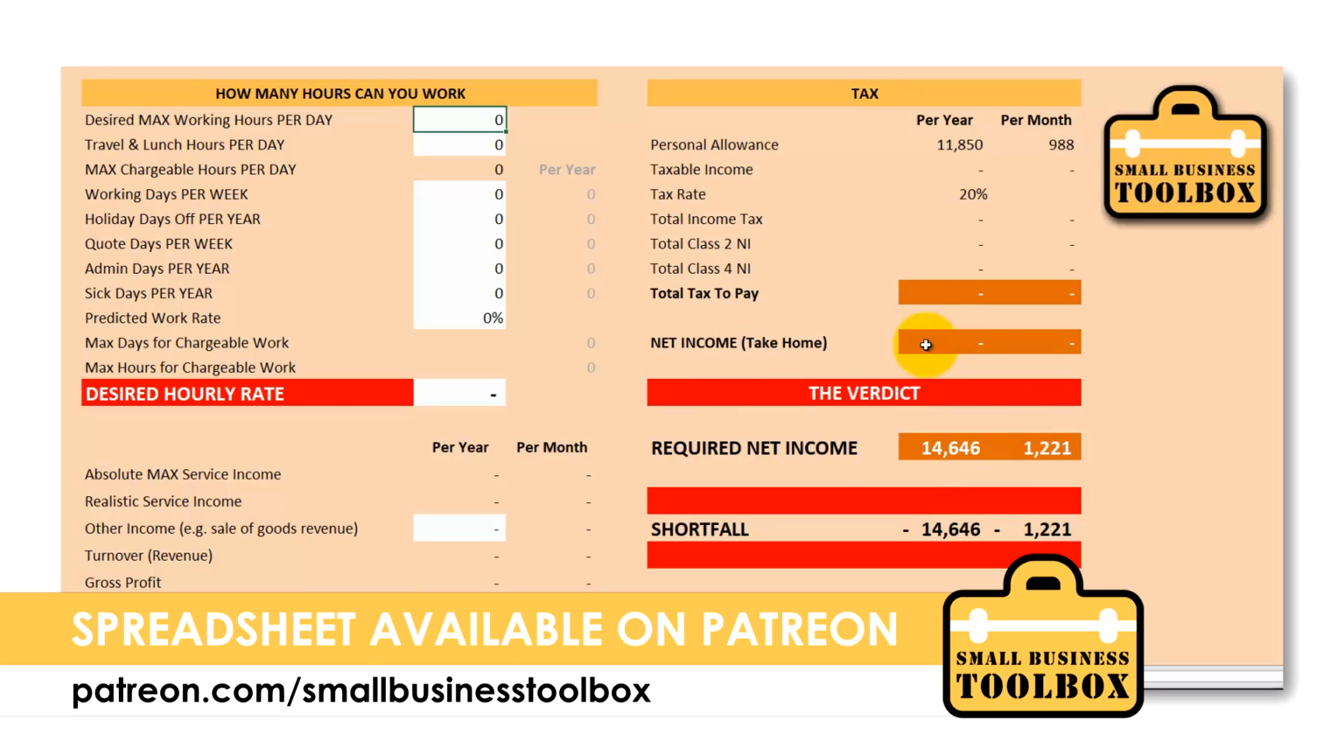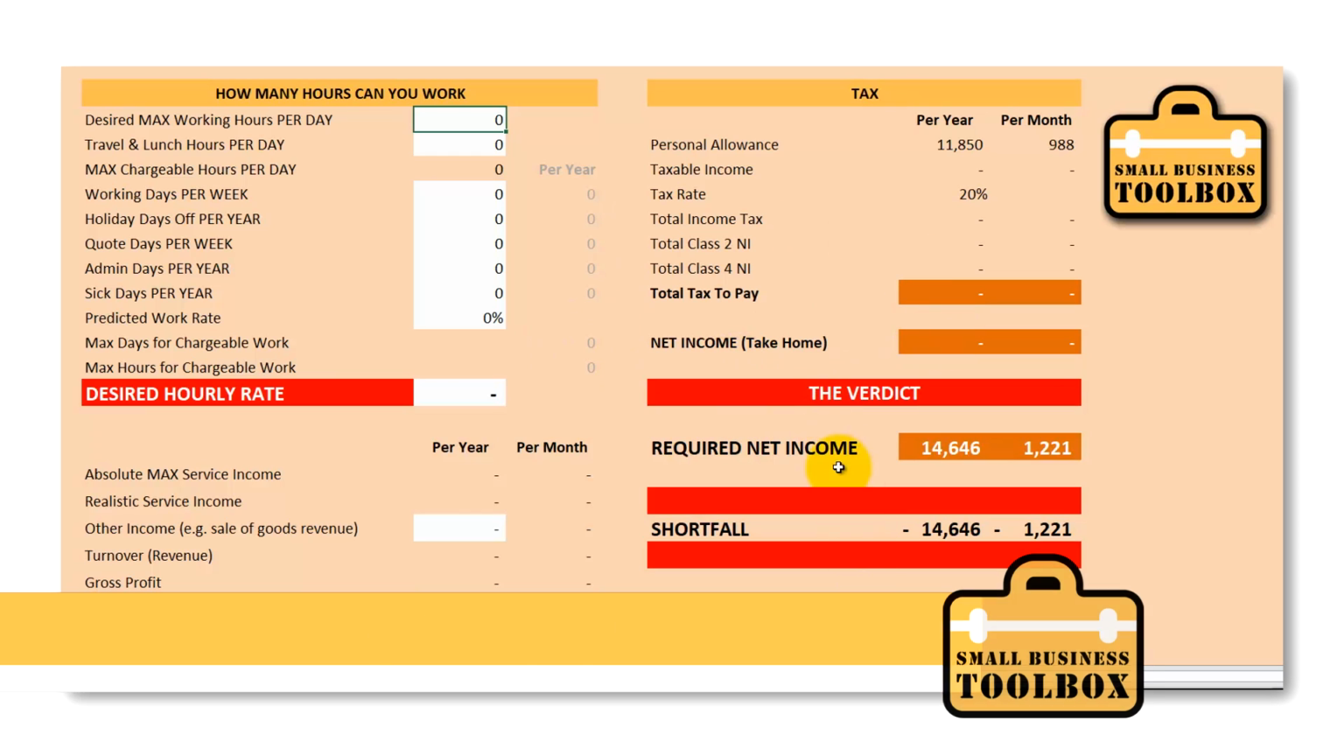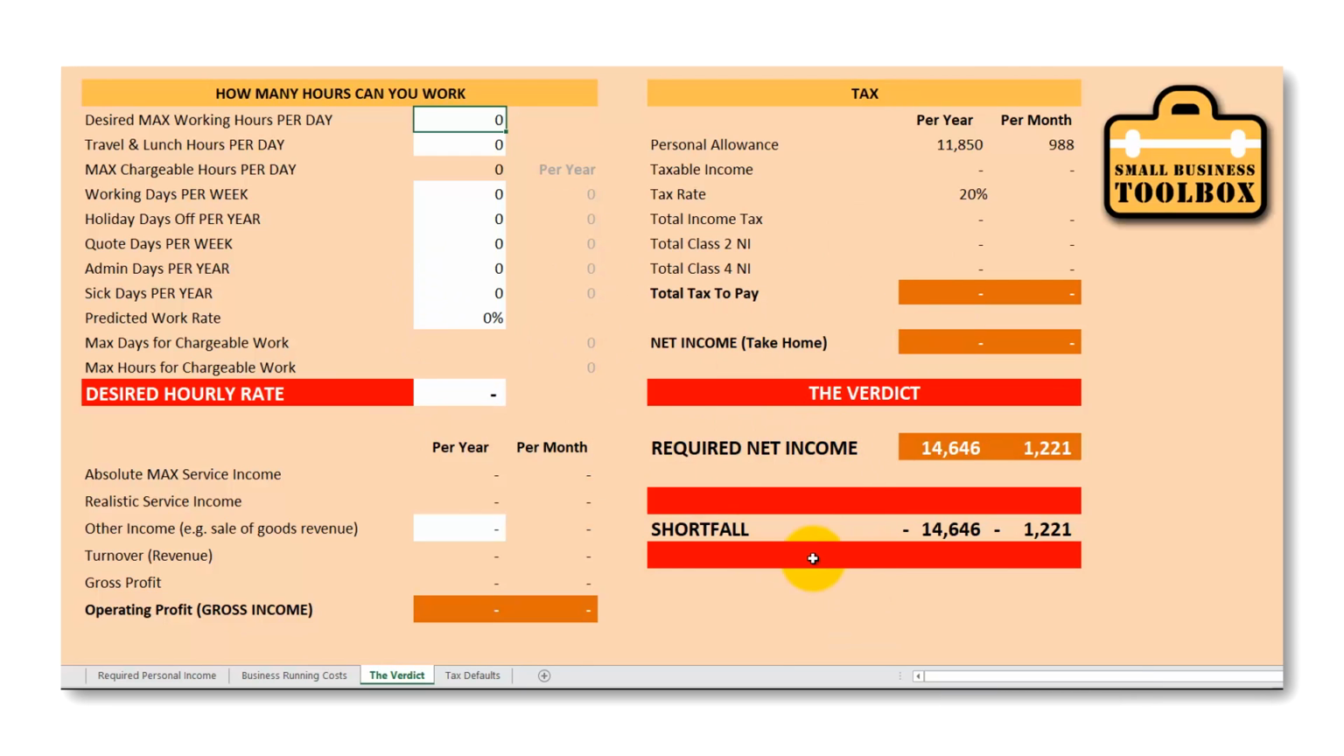Okie doke. So this spreadsheet, it might look a little bit daunting at first. There's quite a lot of information on here. So we've got 4 tabs across the bottom here. But really the only bit that you need to think about, or you need to kind of keep a constant eye on, is the verdict section over here. This is going to be our key figure, the shortfall figure at the bottom, or hopefully we'll get to a surplus figure at the bottom.